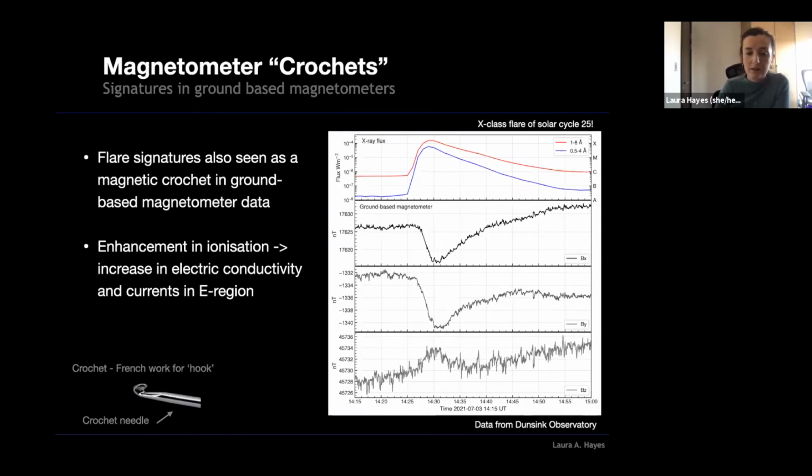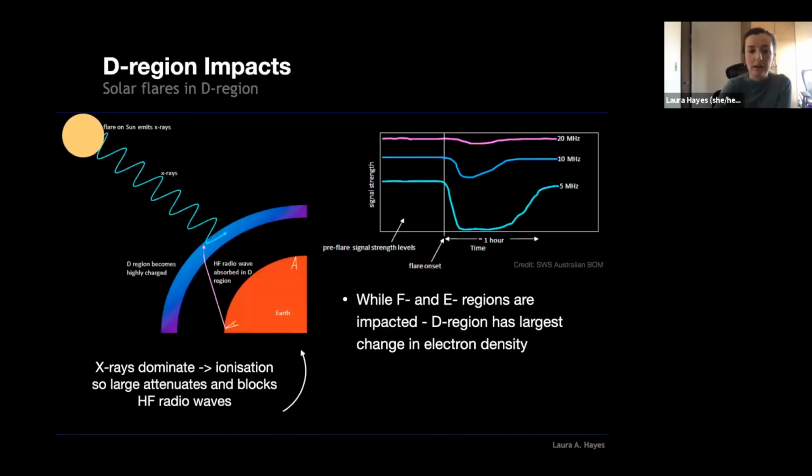And it is really only seen in some studies for large events. And the question is, why is it only seen for large events? So what we've seen so far is how we can probe the F region and the E region. But going back, I did mention before, the D region is probably the one that we really need to care about the most in relation to space weather effects of solar flares.